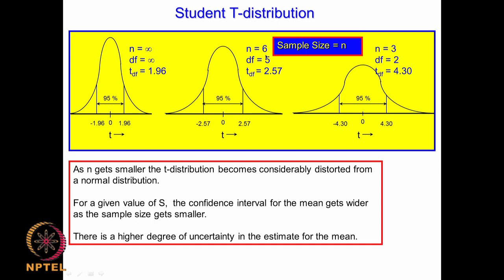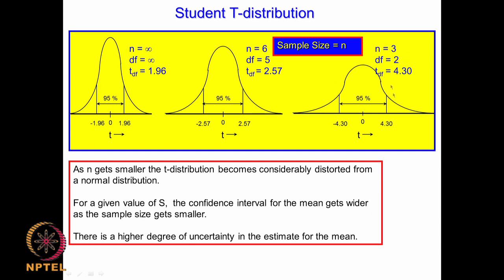So if N is equal to 6, that means the number of data points has reduced dramatically, degrees of freedom N minus 1, then for a 95% confidence T is 2.57. How do you get this? There is a table which gives you that. I will show you that table. If N is equal to 3, data is still less.